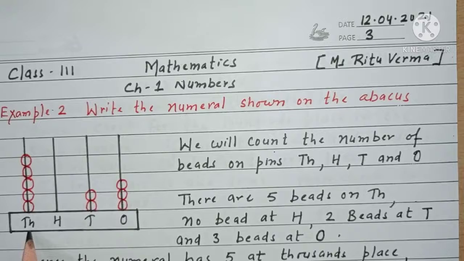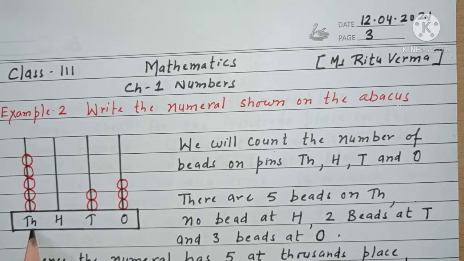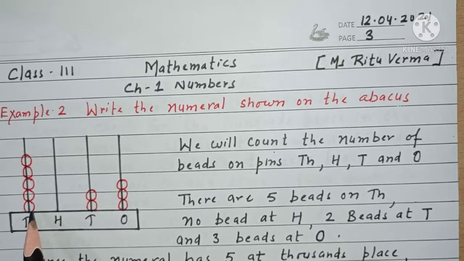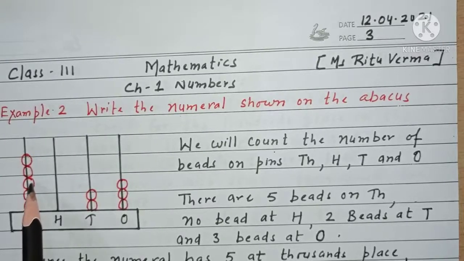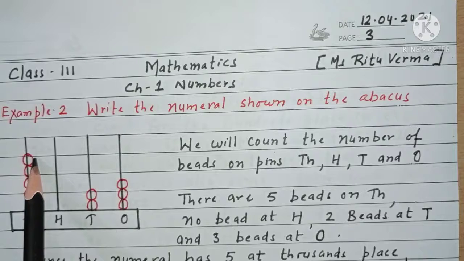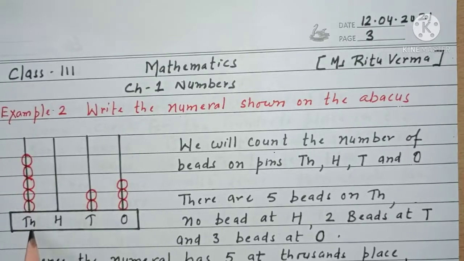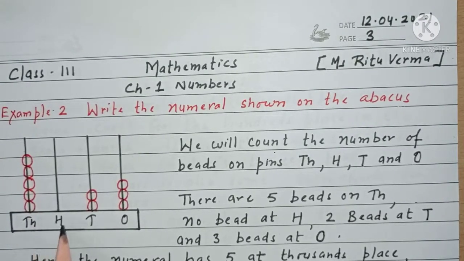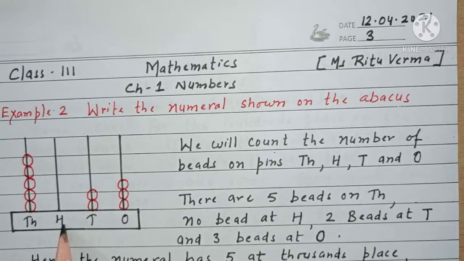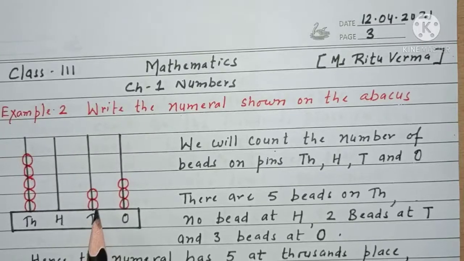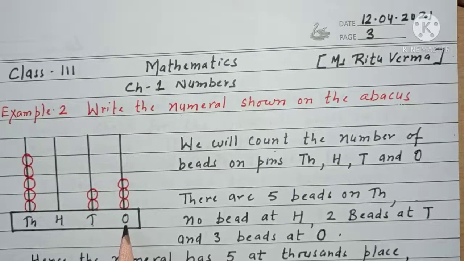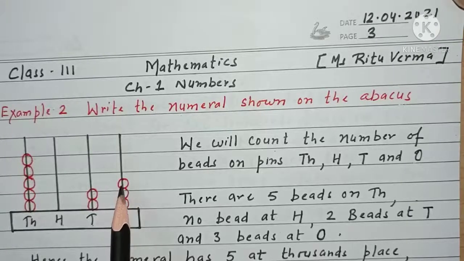Now as you can see on the extreme left, we have a thousands pin which is showing how many beads. Let us count the beads. 1, 2, 3, 4 and 5. So 5 beads on the thousands pin. On the hundreds pin, we don't have any bead, so it will be counted as 0. At tens, we have 2 beads, and at ones place we are having 3 beads.